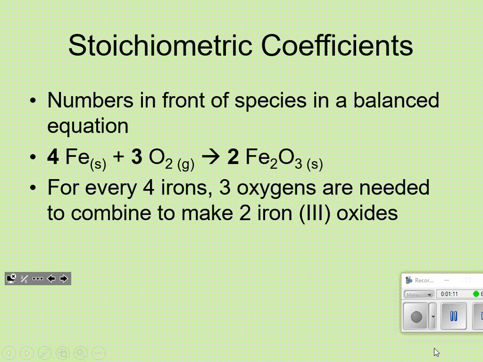For example, here's the equation for making rust. Iron plus oxygen makes iron 3 oxide, Fe2O3. I put in bold the coefficients, the numbers in front of each atom or molecule. Those are referred to as the stoichiometric coefficients. That's the important part when it comes to doing stoichiometry. So that equation says for every 4 irons, you need 3 oxygen molecules to react with it. That can make 2 iron 3 oxides.